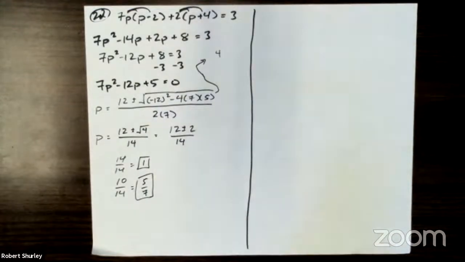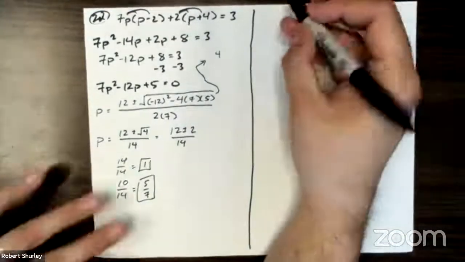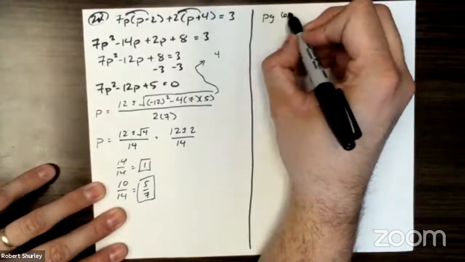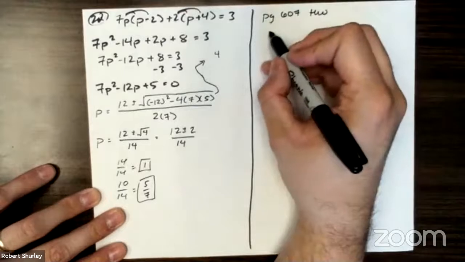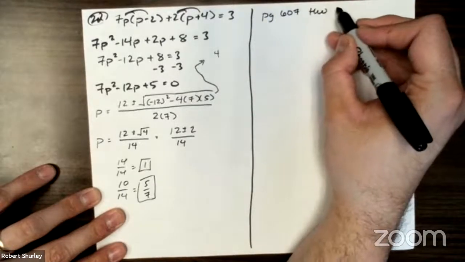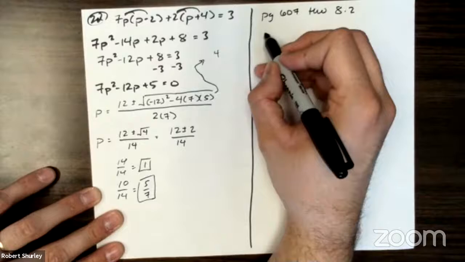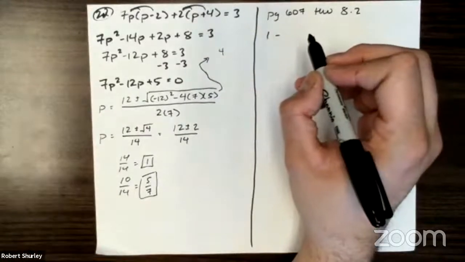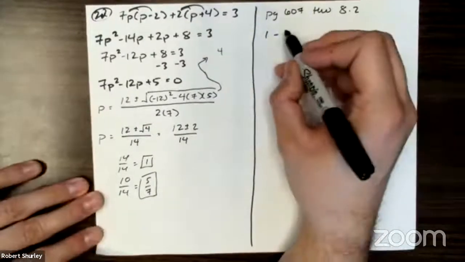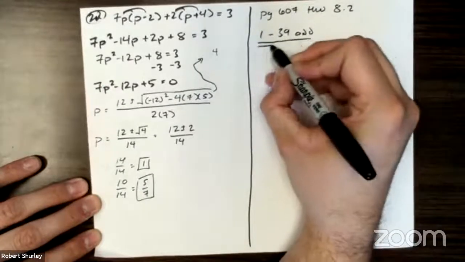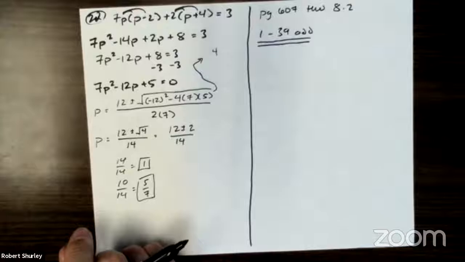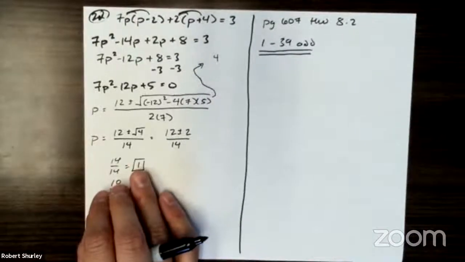Awesome. Okay, so for homework in this section, this is on page 607. This is homework for 8.2. I want you to do 1 through 39 odd. 1 through 39 odd.